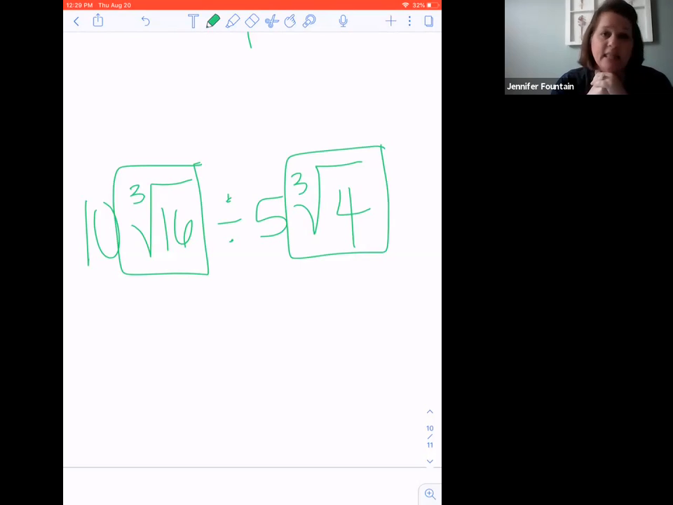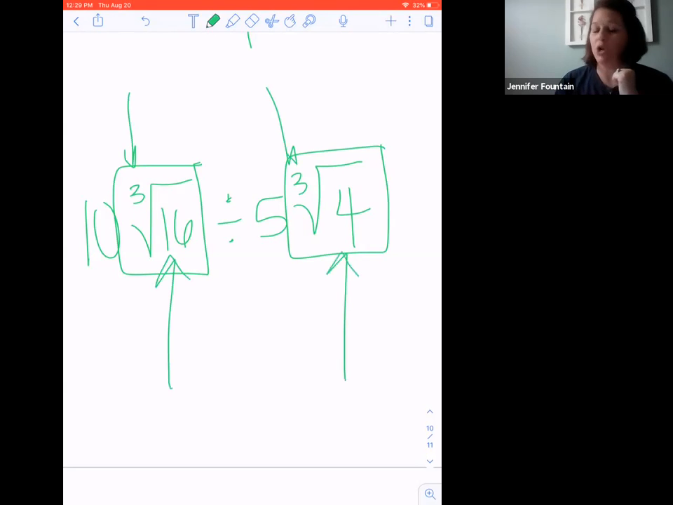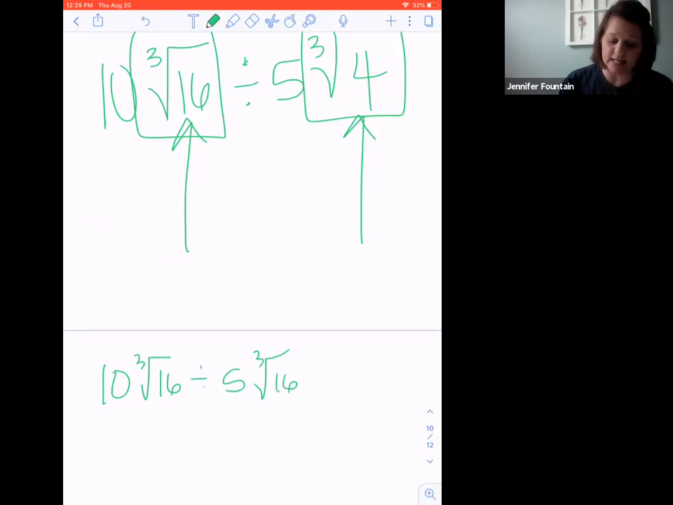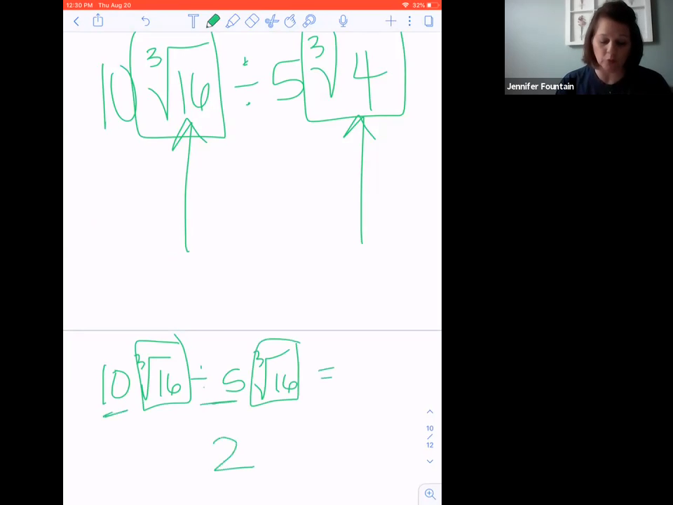I can't divide anything on here because my first thing to check is, is the index the same? Yep, they're the same. Is my radicand the same? Nope, they're not. So I cannot do anything. The only time I could do something is if they were the same. So if I had 10 times the cubed root of 16 divided by 5 times the cubed root of 16, now they're the same. So I could do 10 divided by 5 is 2, and then I keep my radical. So in that sense, I could do something, but if they're not the same, I can't do it.